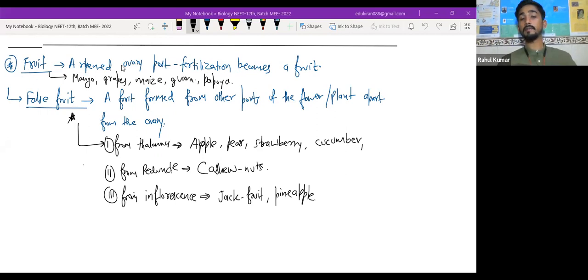What is a true fruit? A ripened ovary is a true fruit. And these are the examples. And a fruit which is produced from any other part of the flower apart from ovary is called a false fruit. False fruits which come from thalamus are apple, pear, strawberry, cucumber. From peduncle are cashew nuts, and from inflorescence are jackfruit and pineapple. Please note this down. This can also be asked. It has been asked in previous years, the examples. Write this down and then let me know. Then I'll start with the new chapter today.